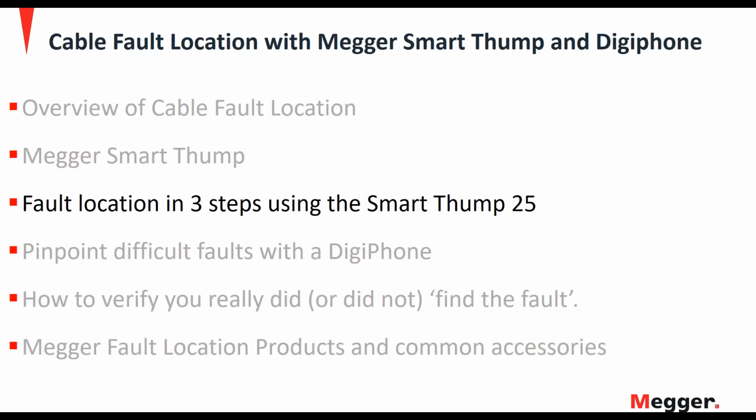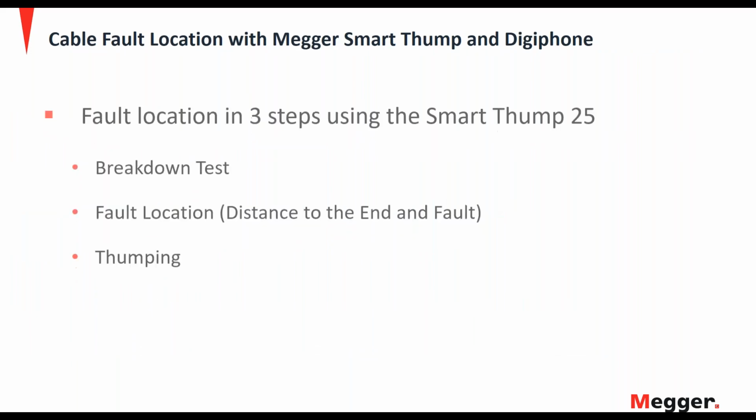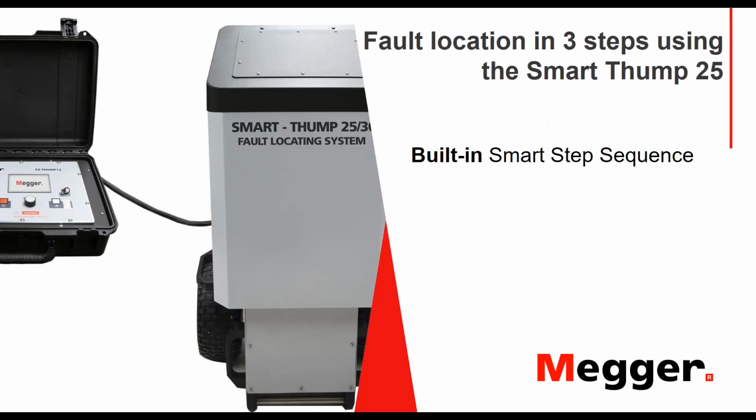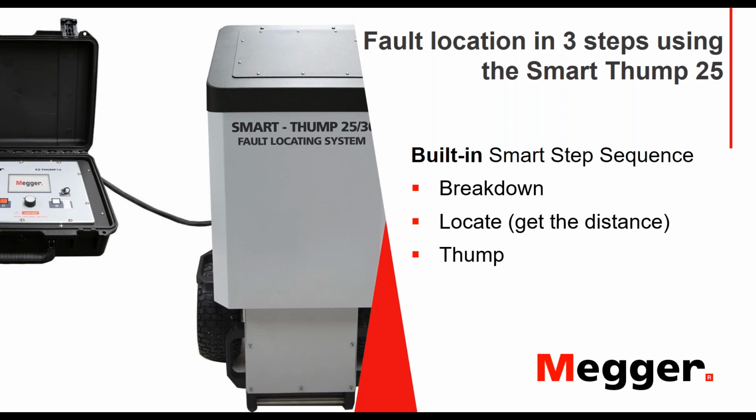So using the Smart Thump, let's focus in on the 3 steps for fault locating using the Smart Thump 25. The Smart Thump has a built-in fault locate sequence. So if we start with the breakdown test, after we've completed the breakdown test, the Smart Thump will pull us through to the locate step to get a distance. And then after we get our distances, the unit will pull us through to the thump step. So it has a built-in sequence that we simply have to follow the instructions on the display.